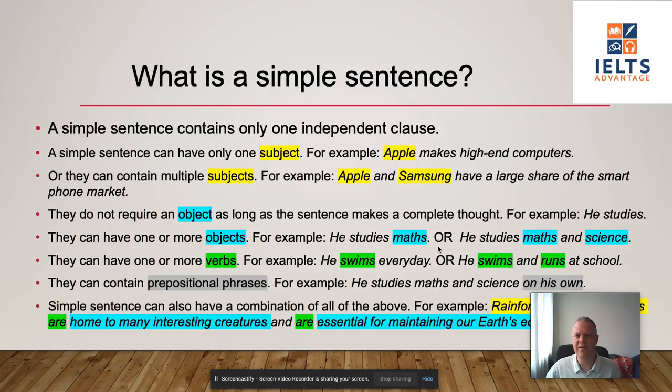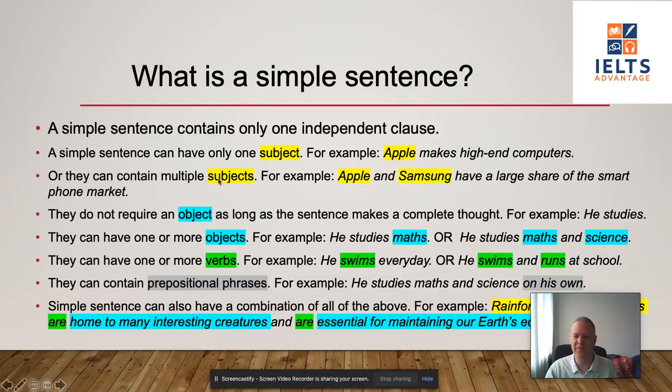So what is a simple sentence? So a simple sentence contains one independent clause, so one idea. So a simple sentence can have only one subject, or it can have multiple subjects. So we can have a look here. One subject, for example, Apple, the company, makes high-end computers. Okay, so this is a complete idea. This is a simple sentence. It is also an independent clause.